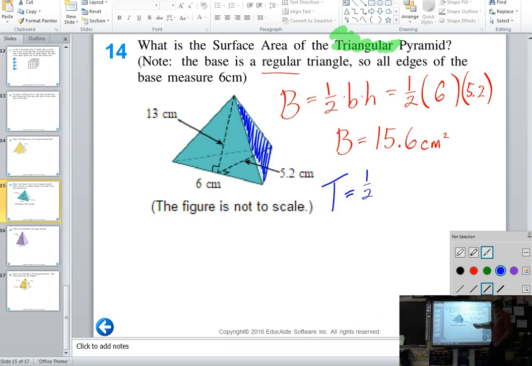So again, half of our little b times little h. Half of, well, my base here is a length of 6, but now the height for the triangle is from the base of it up to the top, and that is 13 in this case. So now half of 6 is 3. 3 times 13, I'm going to show this out really quick.